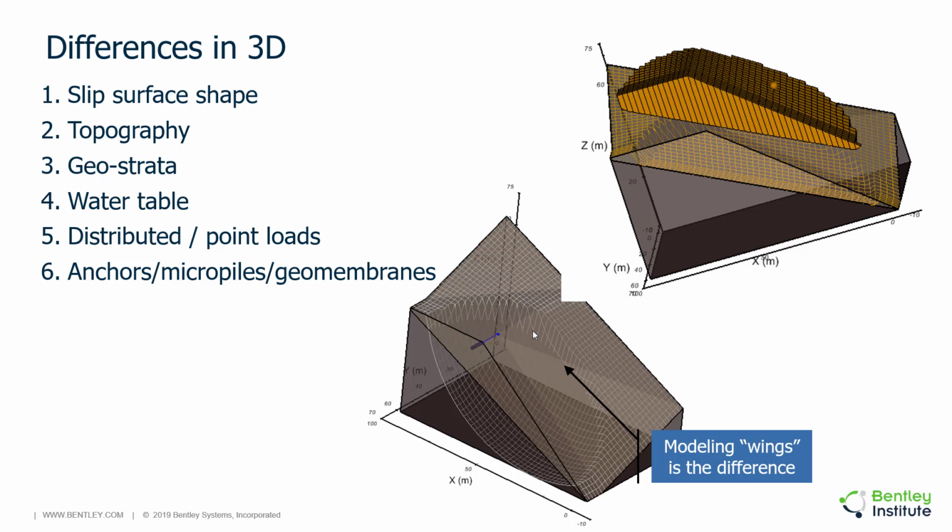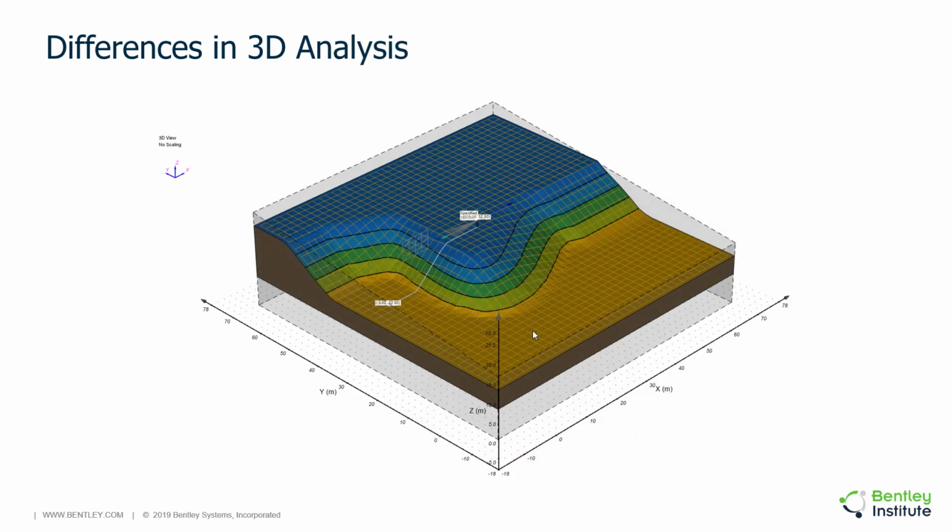They might vary in their spacing. Micropiles might not be perfectly consistent in how they're installed. All of this can potentially be modeled in 3D and is difficult to model in 2D, and will yield a larger difference between a 2D and a 3D analysis.